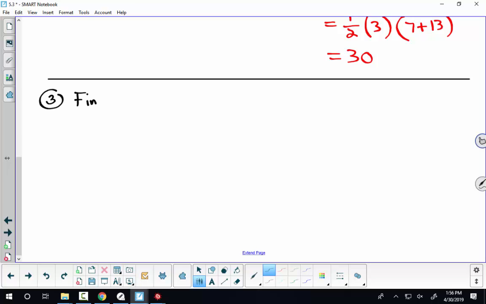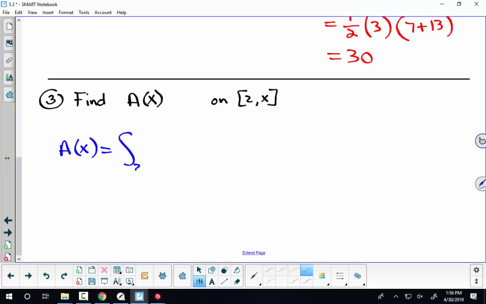Okay, so here in part 3, let's do what we did similarly to part 2, but find A of x. Remember, we've already written down what A of x is in part 1. We said A of x was the integral from 2 to x on 2t plus 3 dt.